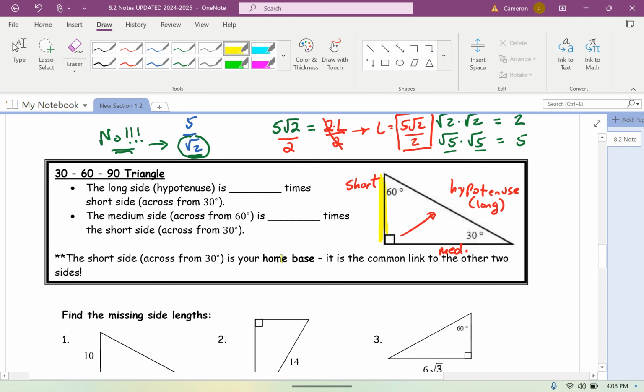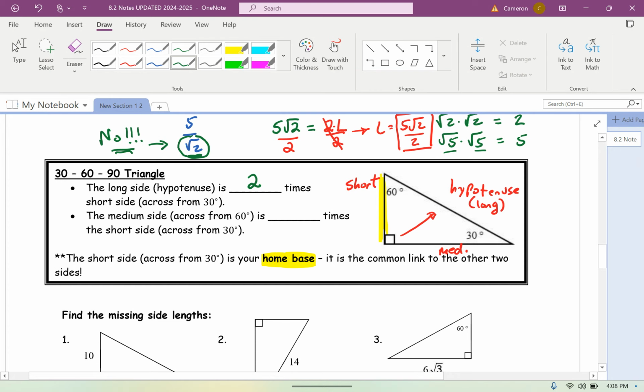I always call that home base because you can always go from the 30 side, from that short side, you can always go to either the hypotenuse or you can go to the medium side across from 60 using 2 different rules. And if you remember from the intro activity, what you guys were noticing was that to go from the short side to the long side, so if I want to go to the side across from 30 and get to the hypotenuse, all I need to do is multiply that short side by 2.